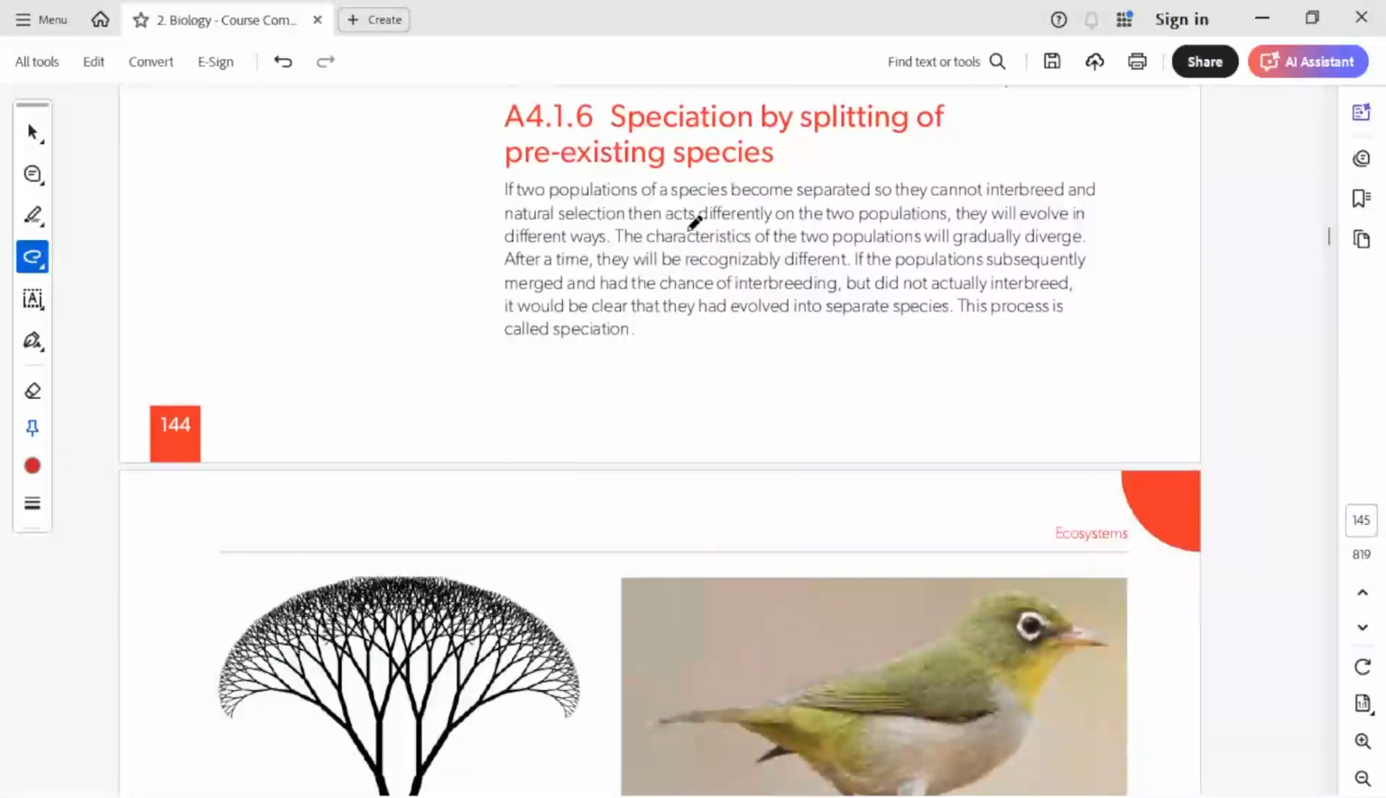Now, speciation by splitting of pre-existing species. So, what is splitting exactly? Just as we drew the cladistic or the clade yesterday, if this is a common ancestor, and from these two a new species has evolved. So splitting of the characteristics from this particular ancestor into formation of these two species, this process is called splitting. So different species are formed from a single ancestor, that is called splitting.